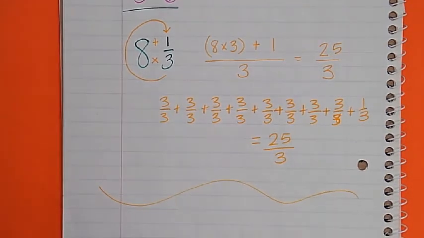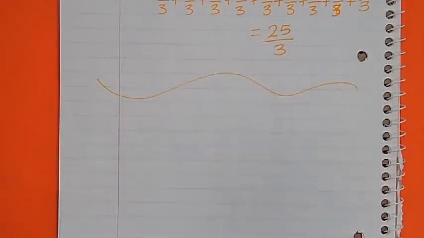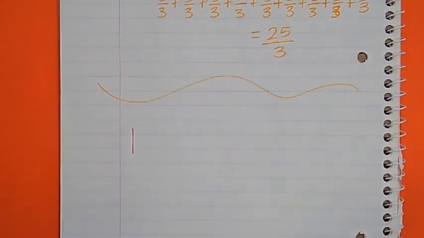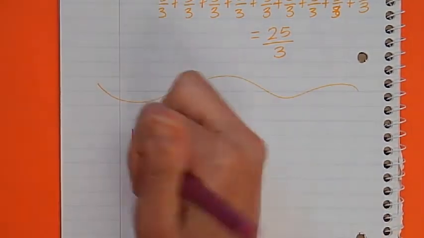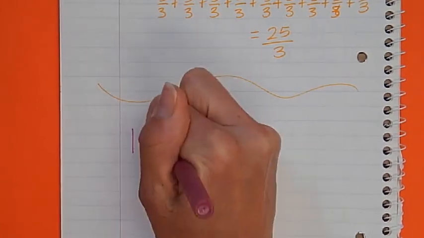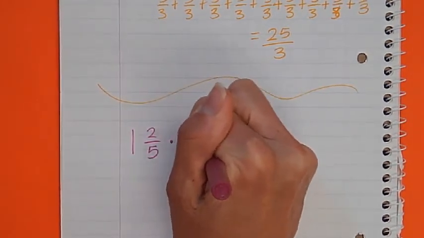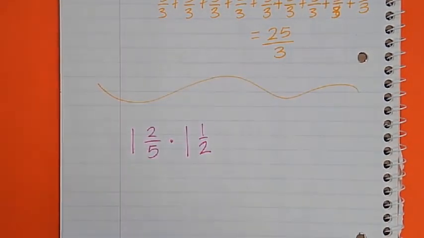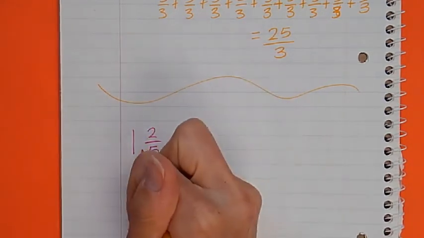I'm going to go ahead and give you another example of how to do this same type of problem. Let's do 1 2/5. We'll do a whole multiplication problem just so you can see the whole thing. 1 2/5 times 1 1/2. So again, we cannot multiply these as mixed numbers. We need to turn them into improper fractions, or fractions greater than 1.